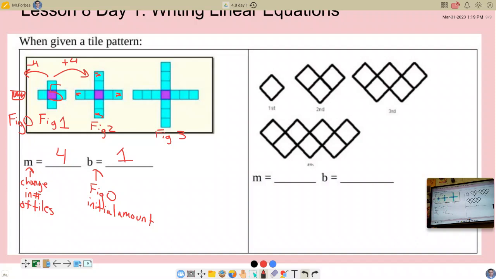So then I can write my equation. So y equals mx plus b. My m is 4, my b is 1, so it's y equals 4x plus 1. Boom, bang, done.